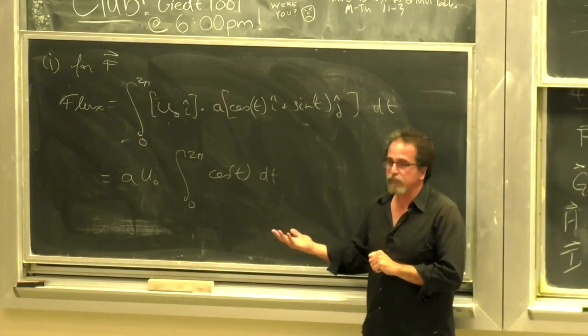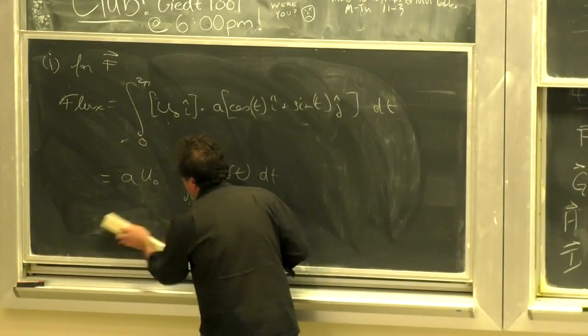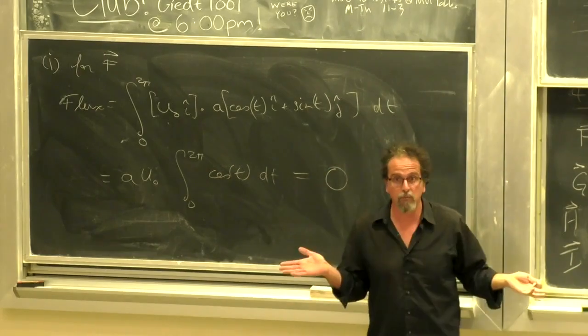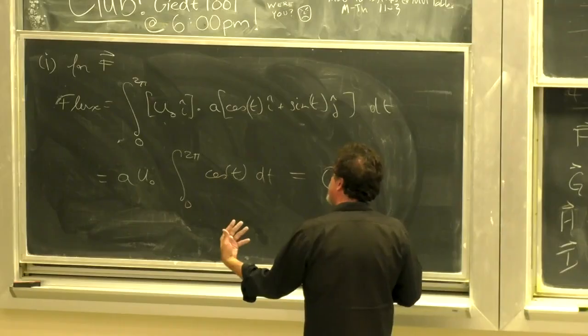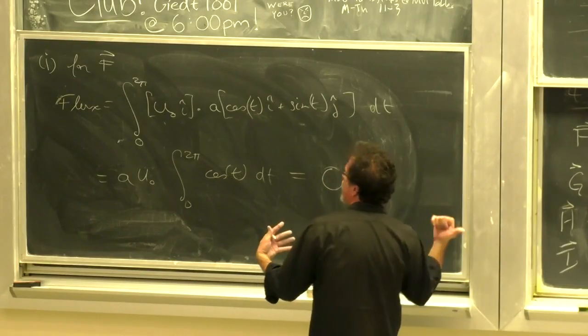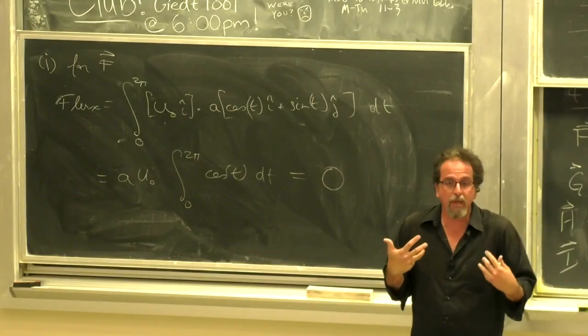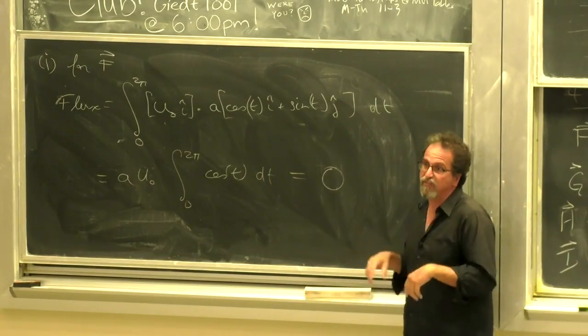Now, this is 0. This is clear. The integral of cosine from 0 to 2 pi is 0. Okay, that's 0. What's this saying? Well, it says on the left side of this vector field, stuff is coming in, and on the right side, it's going out. So the net flux, the net stuff that's remaining in there is 0. That's what flux measures, the stuff.